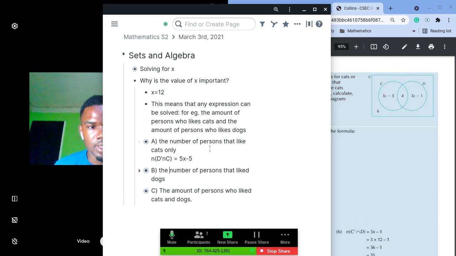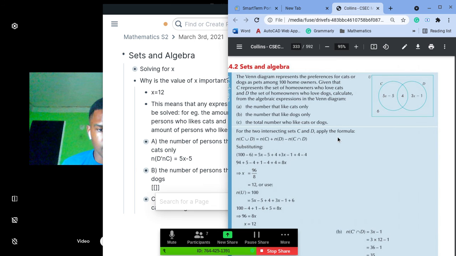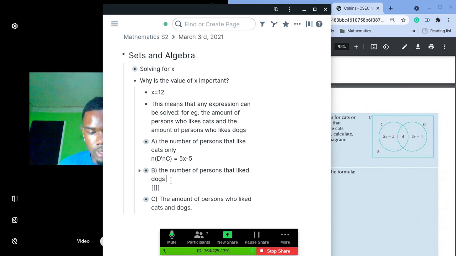Let's try B. I wanted you to try B by yourself. And I'm going to ask Yifeng and George to combine and work on this question. What would be the set symbol equivalent of the number of persons that like dogs? That like dogs only. My bad. So follow the same steps that we did earlier.